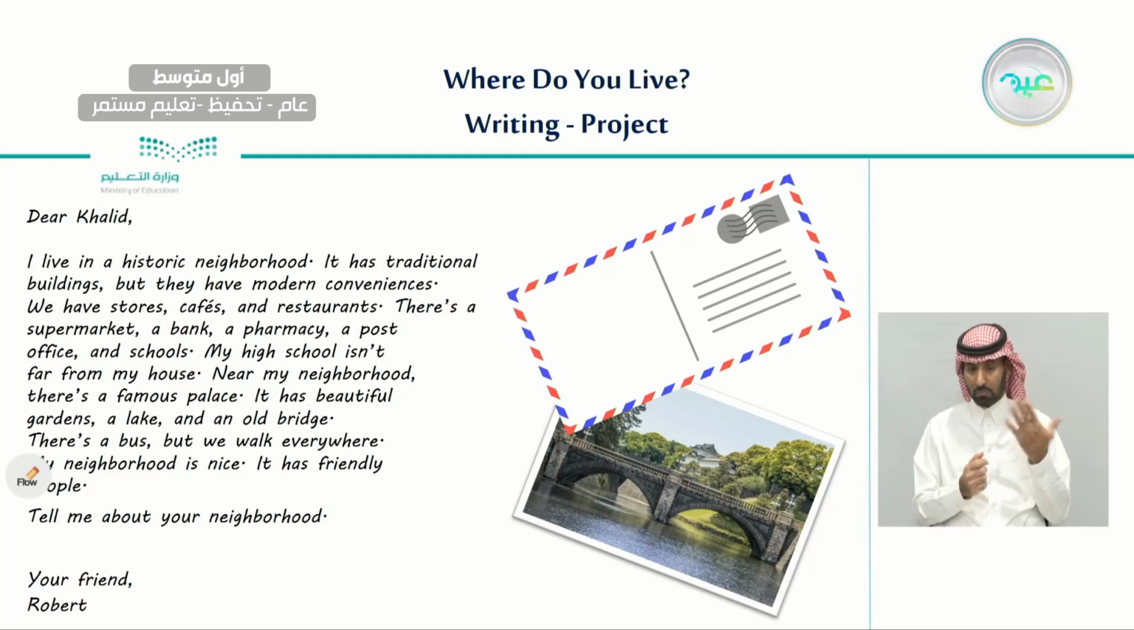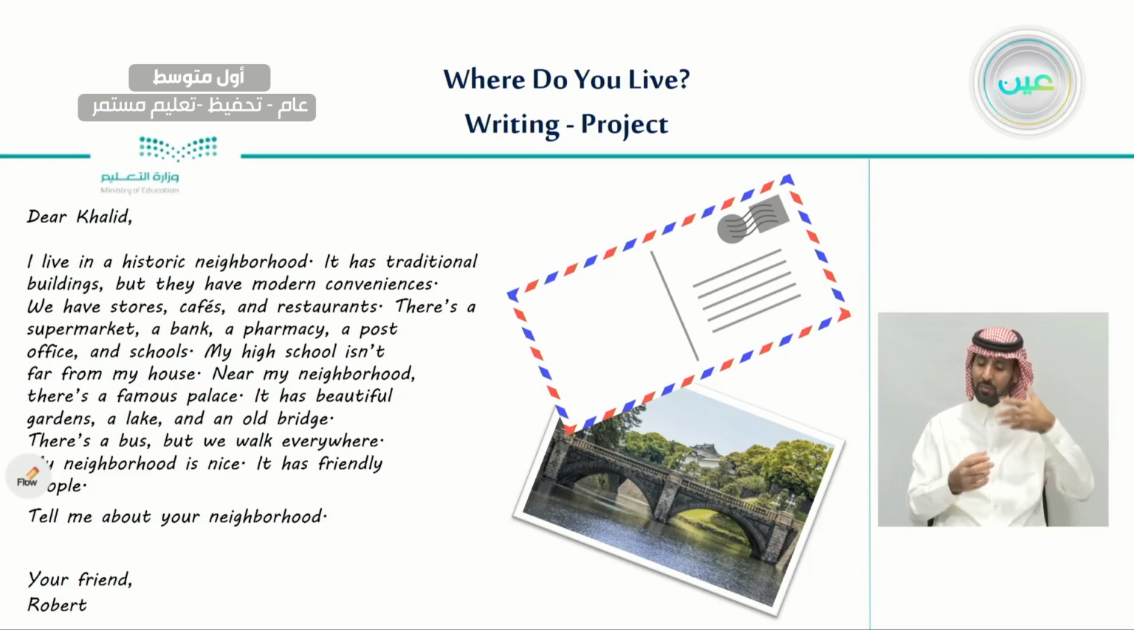He said we have stores, cafes, a restaurant, a bank, a pharmacy, and his school isn't far from his house. The school that Robert attends is near his house. He said there is also a famous palace. It has a beautiful garden, a lake, and also an old bridge. And he said there is a bus in our neighborhood, but we don't use the bus. We walk everywhere. And about the people in his neighborhood, he said that we have a friendly neighborhood.